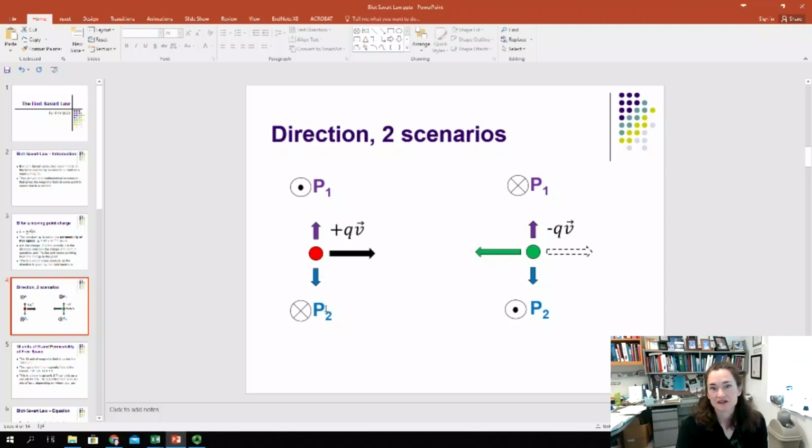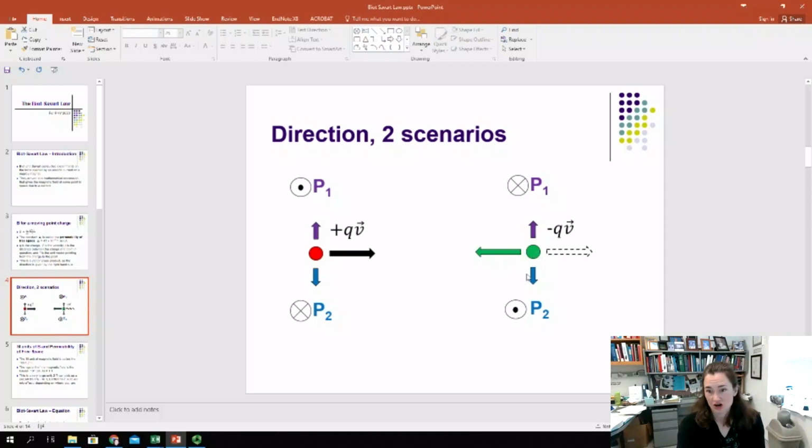Now let's do the magnetic field at P2. Again, my index finger is going to point in the direction of QV. My middle finger is going to point in the direction of r hat, which is down in this case, and then my thumb is the resultant vector, which is going to point into the screen at point P2. So the magnetic field at point P2 is pointing into the screen. I'm going to symbolize into the screen with an X with a circle around it, kind of like you're looking at the back side of an arrow where the feathers make an X. All right, now let's talk about the second scenario.